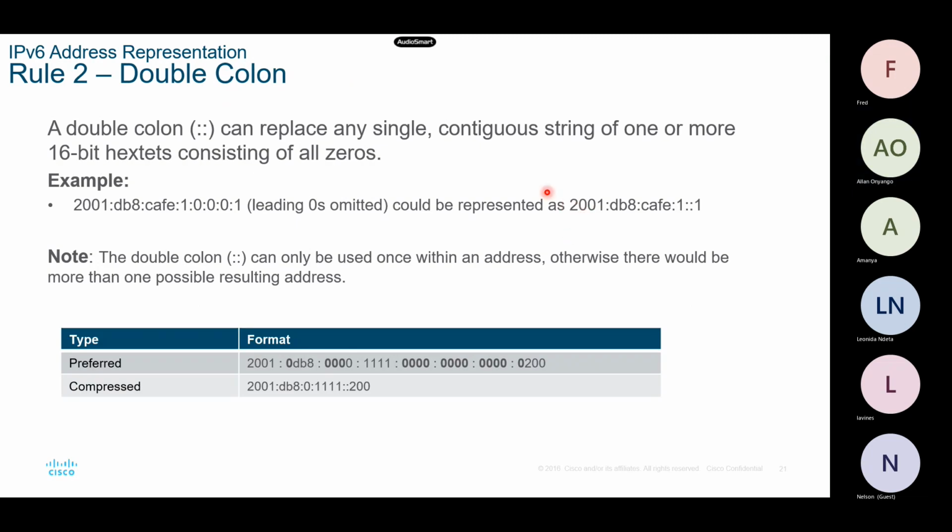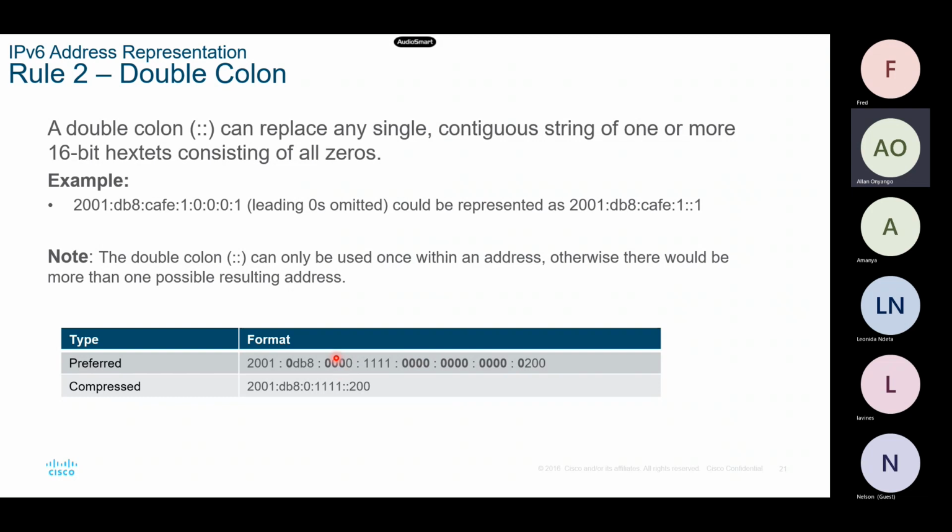The second rule. For the second rule, we have what is called contiguous zeros. Contiguous zeros are zeros that follow each other, okay? Zeros that follow each other. These zeros, you can represent them using a single double colon, all right? I know we have more zeros here and we also have zeros here. Choose where there are more zeros.